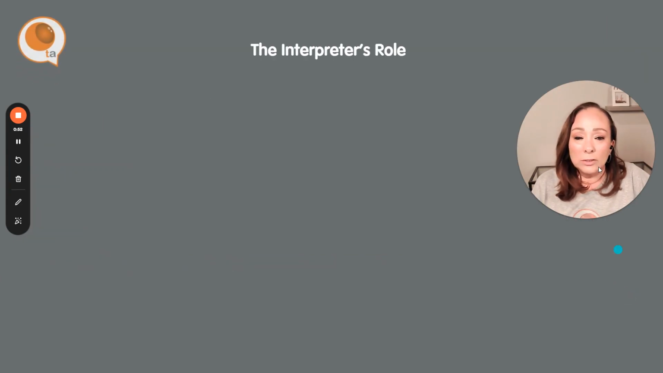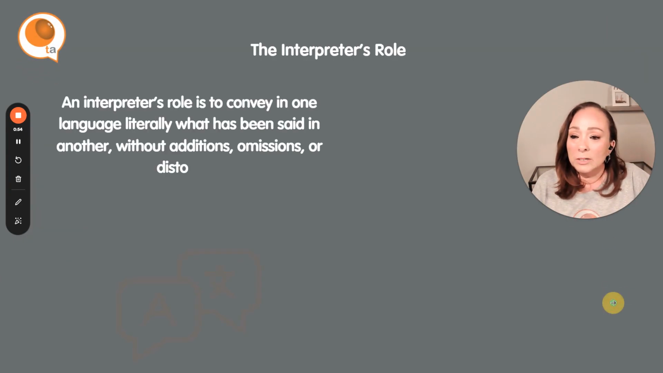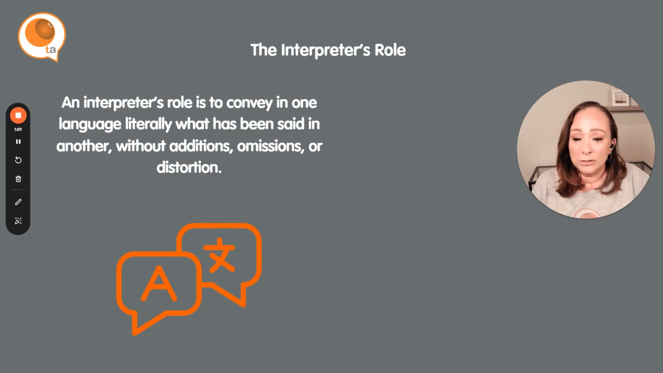So what is the role of an interpreter? An interpreter's role is to convey in one language literally what has been said in another without additions, omissions, or distortion. This is very important because some people think that we paraphrase when we interpret, and that's not the case. What we're trying to do is convey a message without adding anything, without deleting anything, or without changing anything.